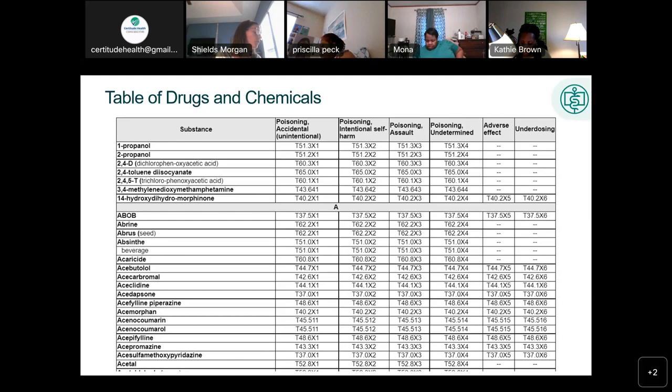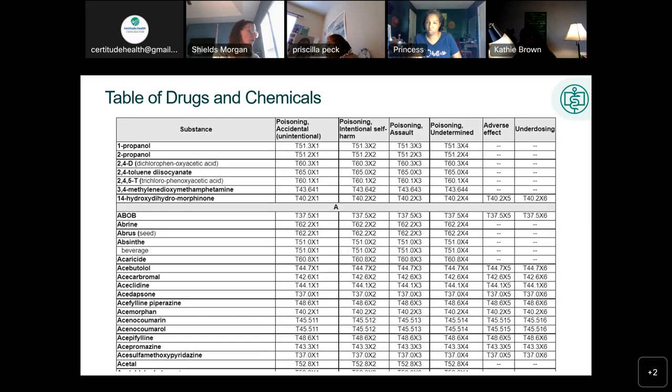Can I give y'all a hint? The answers will be on page 371. Adverse reaction. Adrenal? Uh-huh. Okay. Would that be T38.0X5? I lost my place. Hold on. You said adverse effect, right? Yeah. Is that T38.0X5? Yes, ma'am. That is it.